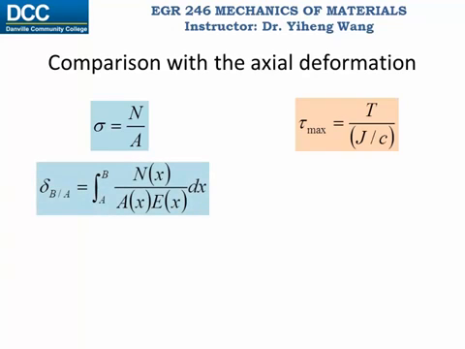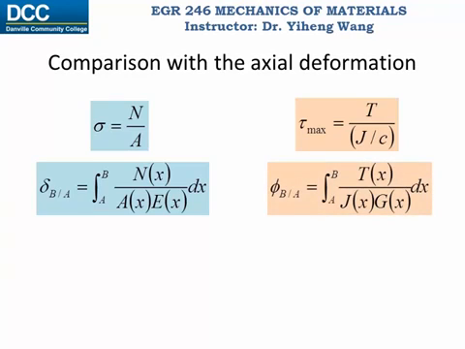The axial deformation, delta B relative to A, the displacement of one end relative to the other, equals the integration of N, which is the internal normal force, over A, the area, times E, Young's modulus, integrated from one end A to the other end B. Angle of twist of one end B relative to A, again, equals the integration of T, the internal torsional moment, over J, the polar moment of inertia, which is a geometric property just like the area, and G, the modulus of rigidity, similar to Young's modulus, again integrated from one end A to the other end B.